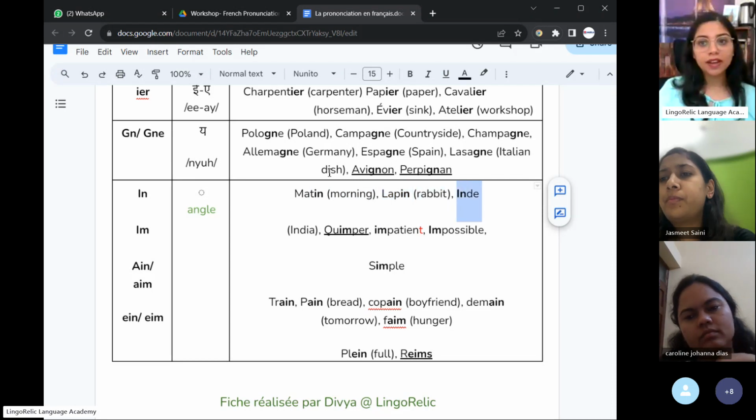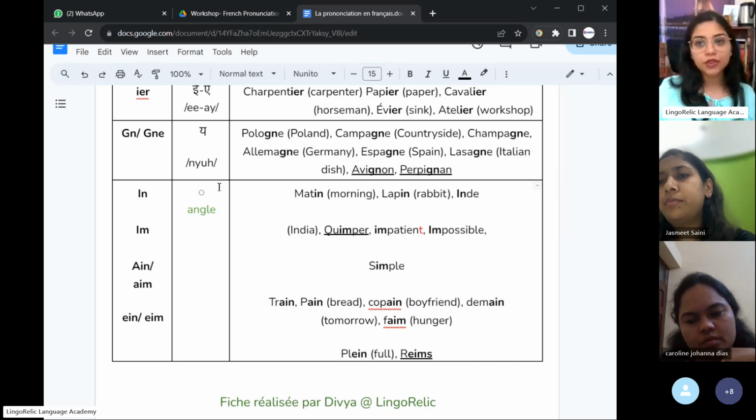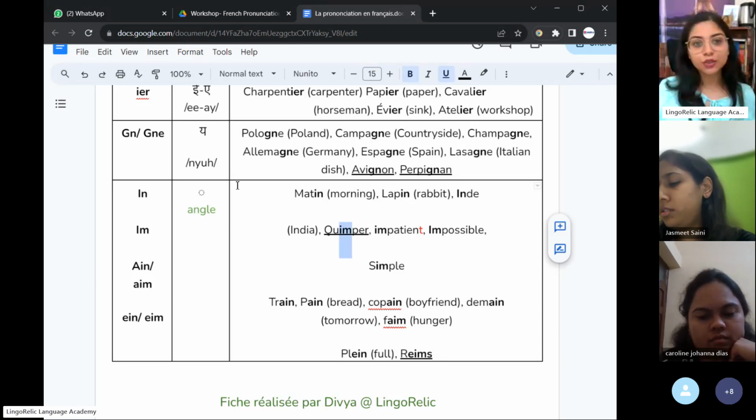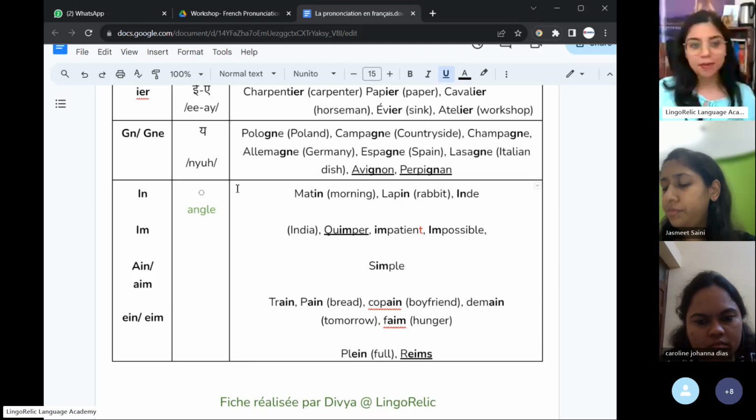Lapin is a rabbit. Then Inde is a word for India, the country. This one. No, this is not im. There's no im. There's Campe. I-M is an and E-R is é. So you've got to say Campé. Campé is a region in France as well, a city, a town. Then next one.